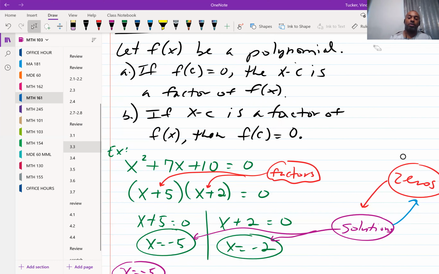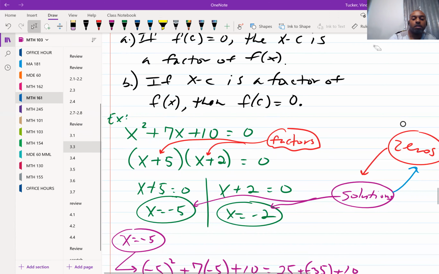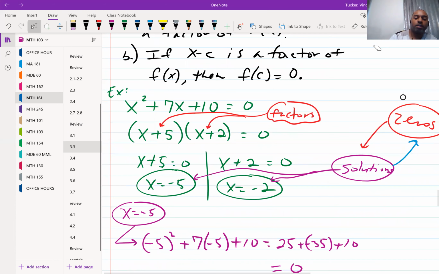Now to get my solutions or my zeros, I subtract 5 from both sides in the first one, subtract 2 from both sides in the second one, and I get my solutions, or once again, my zeros. Those are the numbers that if I were to plug them into x squared plus 7x plus 10, it will equal 0. And if I were to divide them, my remainder will be 0. All right, and I just emphasize that right here, showing you plugging in -5, I ended up getting 0 out.